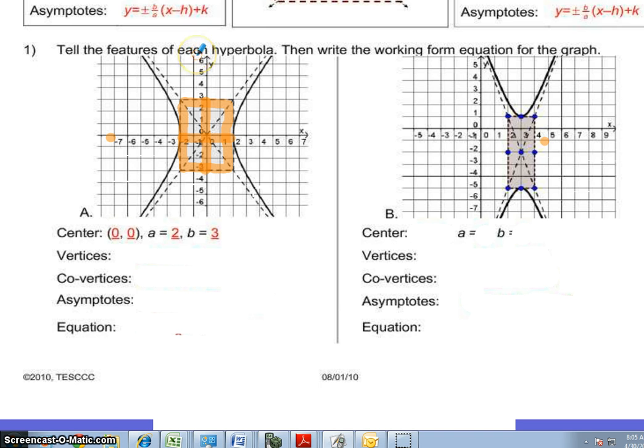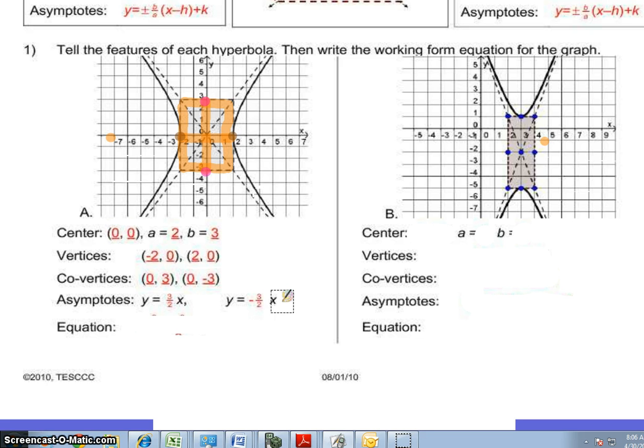So what are my vertices? My vertices are at -2, 0, which is right here, and +2, 0. What about my co-vertices? My co-vertices is referring to this point here. So my co-vertices would be 0, 3 and 0, -3. Now using your formula, you will find that your asymptotes are 3/2 x and -3/2 x.